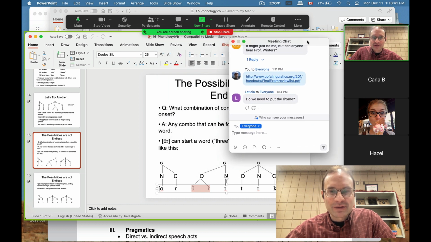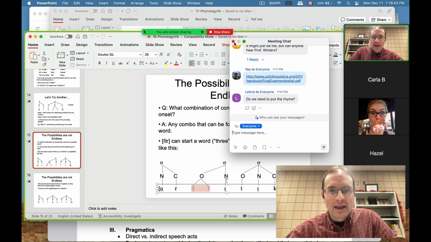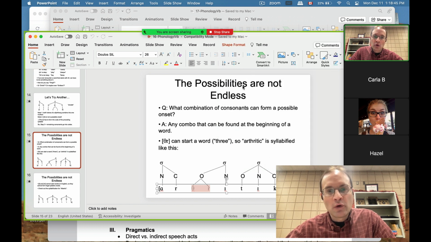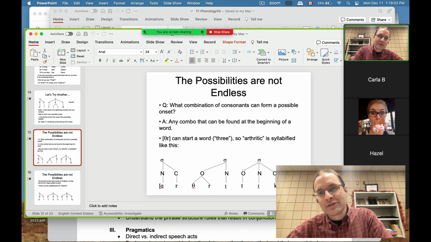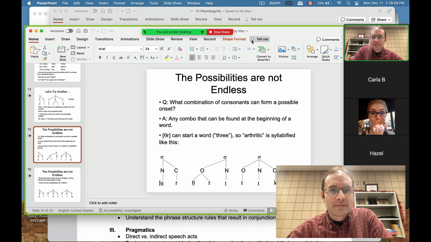I got a question here through the chat. Do we need to put the rhyme? And the short answer to that is no. Some people did that, and we're not going to count off for it. But basically, the nucleus and the coda form the rhyme. So if you want to represent that level of structure in between the syllable node and this node of onsets, nuclei, and codas, that's okay, but you don't have to.